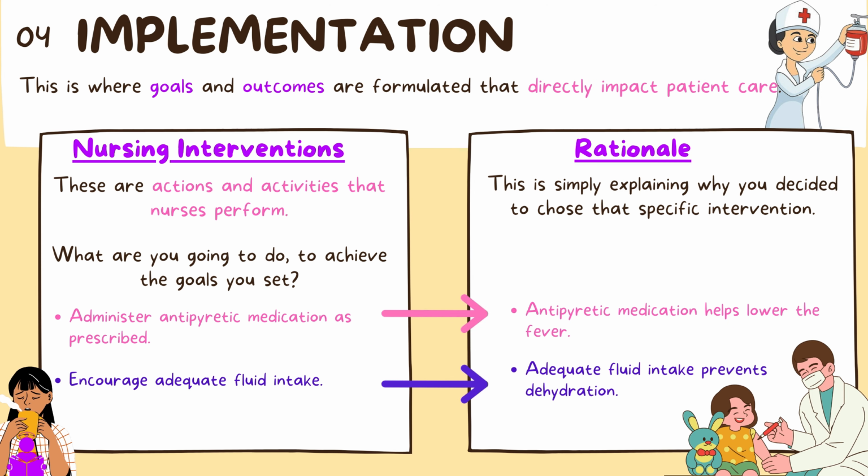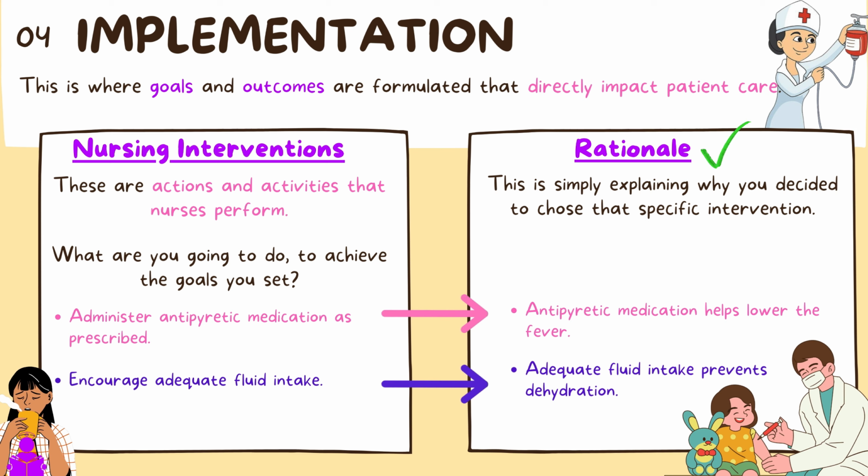So each intervention should be precise, it should be clear, and it should be directly linked to our goal or to our expected outcome. For example, if our goal is to reduce the patient's fever, the intervention might include administer antipyretic medication as prescribed or encourage adequate fluid intake. But it is not just about what we do. It is why you are doing it that matters.